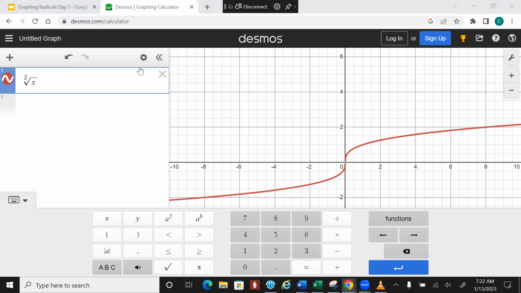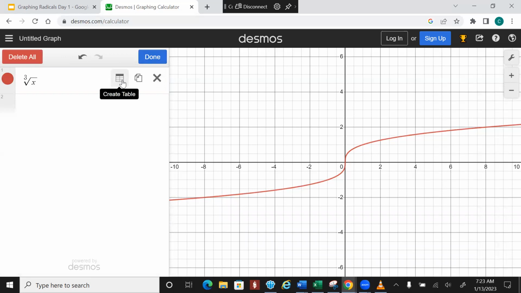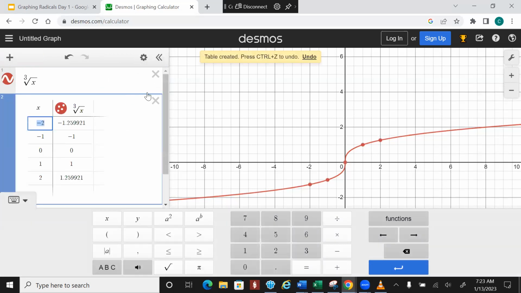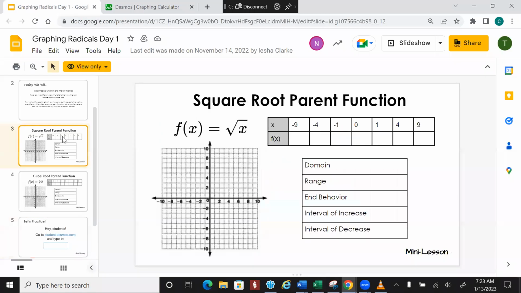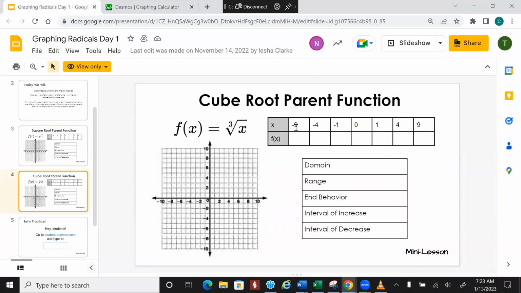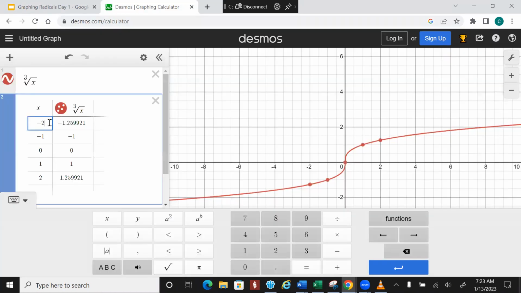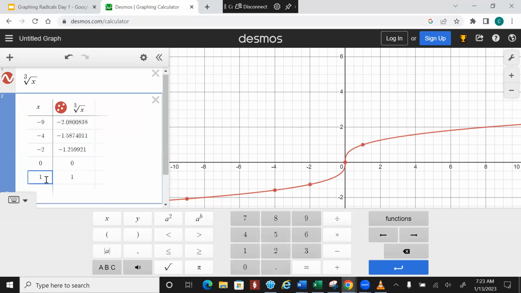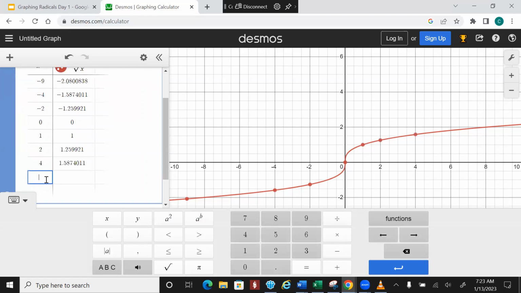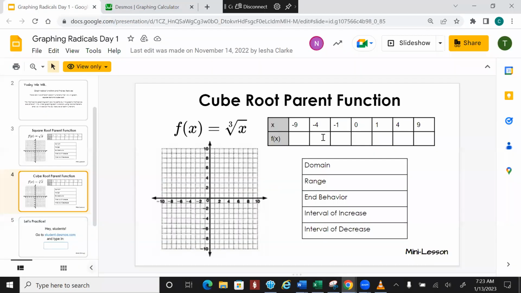Okay, so now that we're here, we can go ahead and hit this little gear button up at the top, and then hit this little table button as well. Now they asked us for specific x values. So we're going to plug in -9, -4, -1, 0, 1, 4, 9. So we're going to come over here, and instead of -2, we're going to say -9. We're going to come down here. We're going to say -4, -2, 0. All those numbers that they have listed right here.